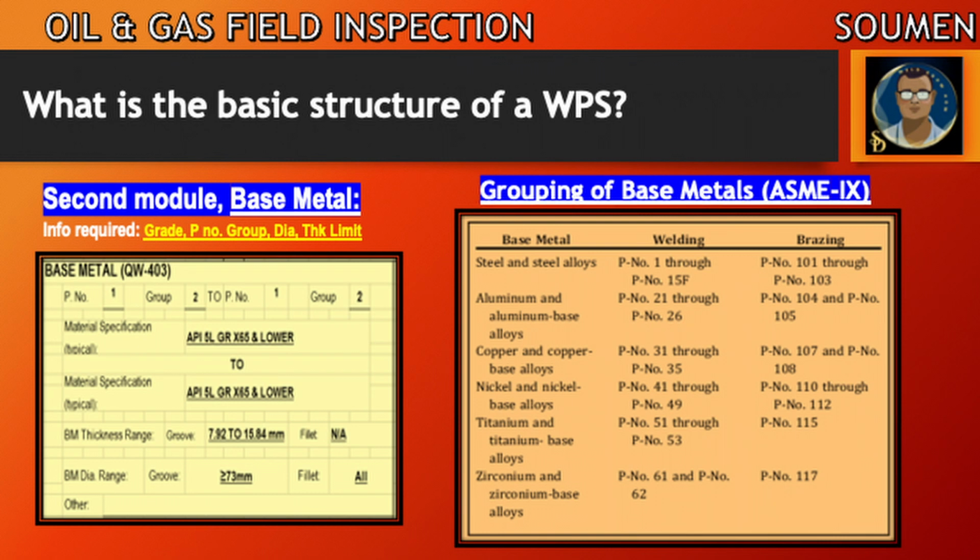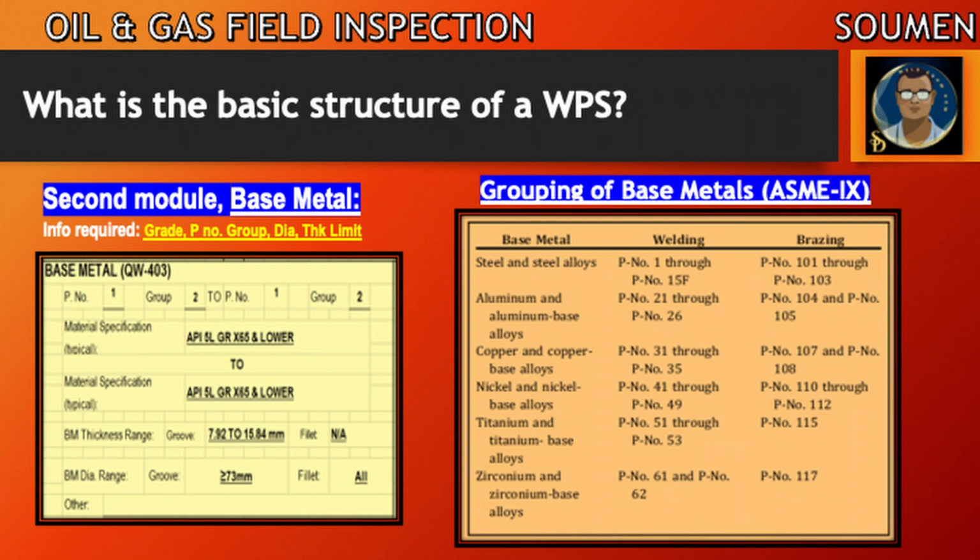Now here you can see P number. P number means parent material. ASME Section 9 has a grouping. I will show you in the next slide. The group number also I will show you in the next slide. This WPS is P number 1, group number 2, will be connecting to P number 1 and group number 2. So similar material connecting together.